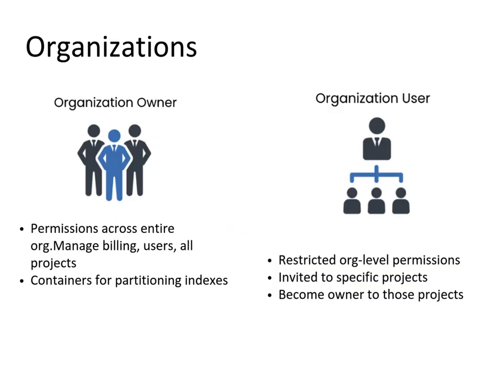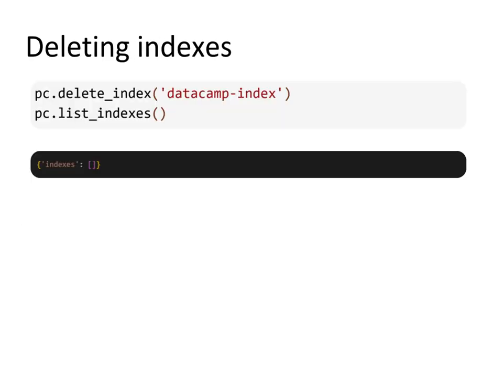Organizations, continued. There are two types of roles in an organization: owners and users. Organization owners? They've got full access, billing, user management, all of it. Users, on the other hand, have limited access. They can only work on projects they've been assigned to, and it's the owners who invite them and assign them as project owners.